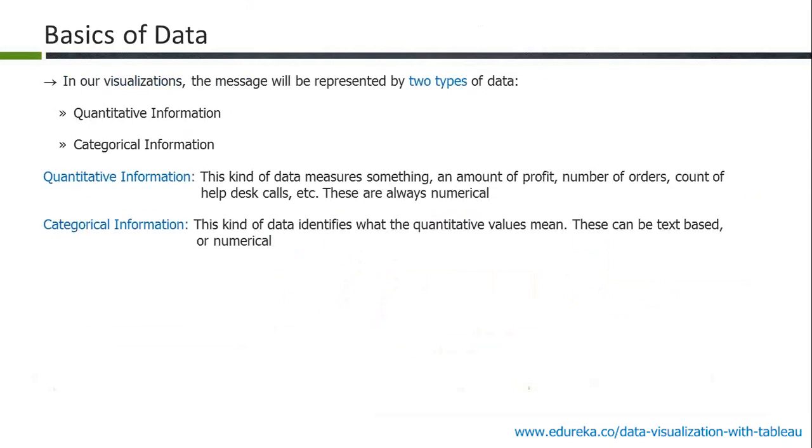Quantitative and qualitative information. What is quantitative? Numbers like counts, profit, revenue, anything which is arithmetic or mathematical in nature is called quantitative. Anything which is non-mathematical is qualitative: text-based data, data which is numerical but does not require calculation, and so on and so forth.